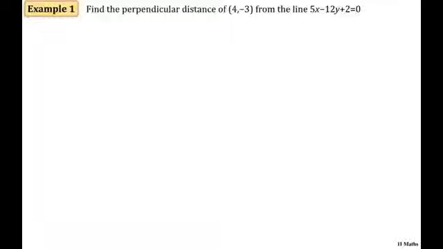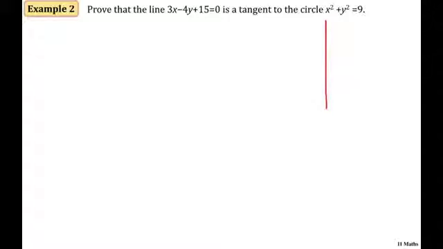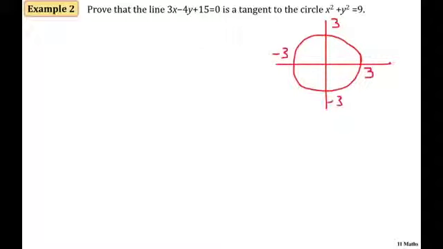Let's try and go on to example number 2. For example number 2, we have to prove that the line 3x take 4y plus 15 equals 0 is a tangent to the circle x squared plus y squared equals 9. Now what does x squared plus y squared equals 9 look like? Well, for a circle, x squared plus y squared equals 9 would have a radius of 3 because the square root of 9 is 3. And we have to prove that the line is a tangent to the circle.